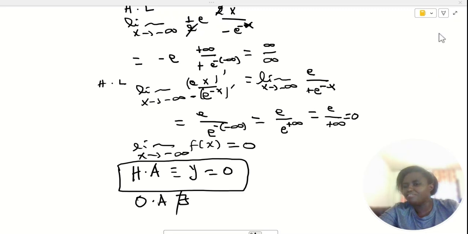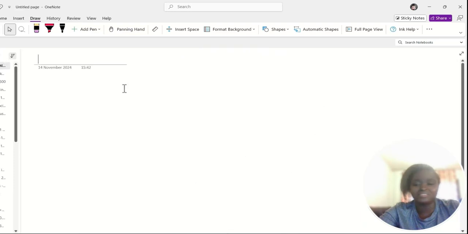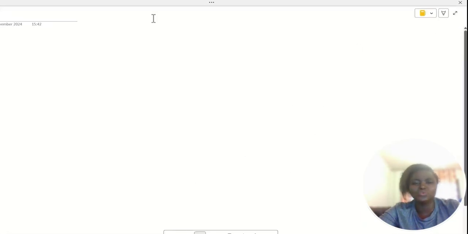So now we have found the horizontal asymptote. The vertical asymptote doesn't exist, and the oblique asymptote doesn't exist. We only have the horizontal asymptote at y equal to 0 when x tends to minus infinity. So then let's move on to the next question. The next sub-question says that we have to study the first derivative and the second derivative of our function and make the variation table.